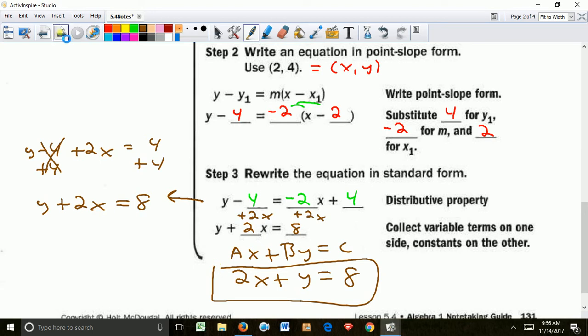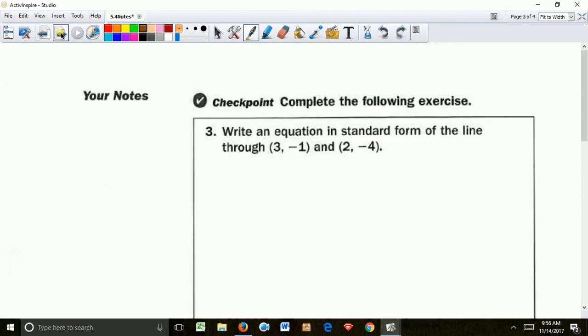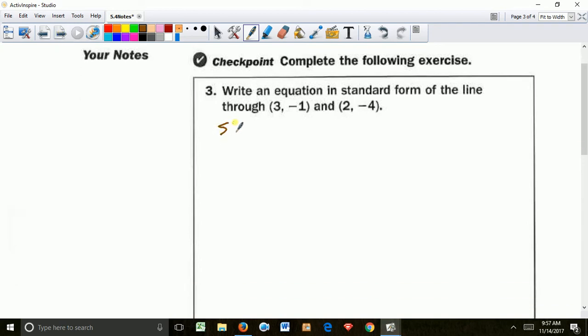Moving on to the checkpoints. Here they want you to write an equation in standard form for the line through 3, negative 1, and then 2, negative 4. Again, step 1, you want to calculate the slope.